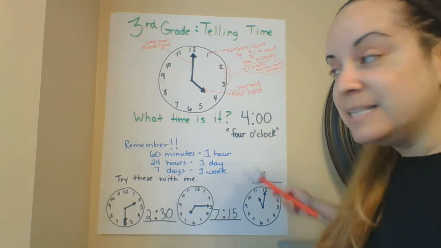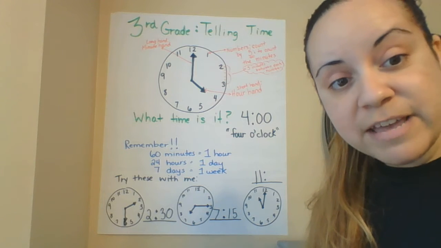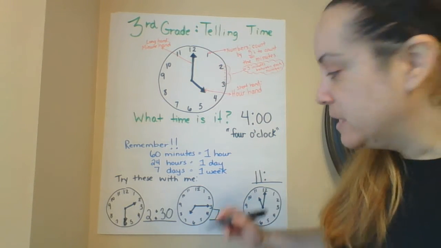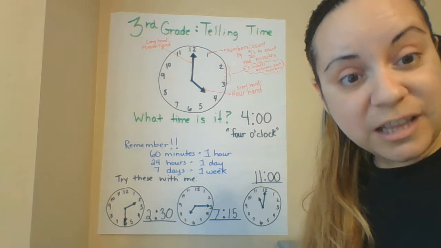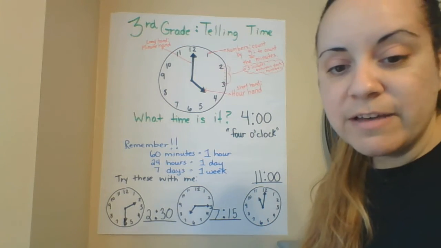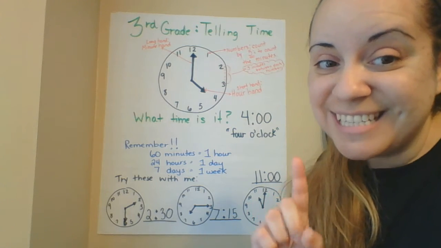So that means that it's going to be like this one here. So I'm going to say 11 o'clock. There's no minutes here, so I would write 0, 0, 11 o'clock. That's right. Whenever the minute hand points to the 12, it is 11 o'clock. All right, we're going to do something else in just a minute.